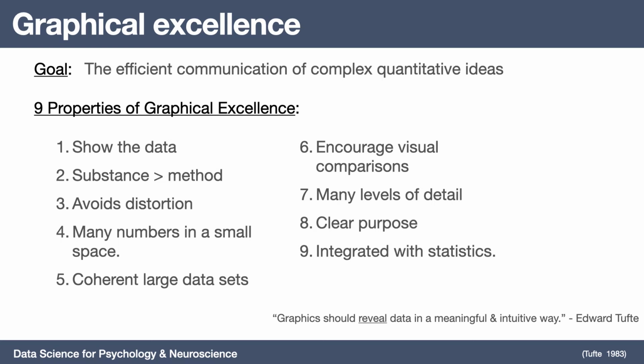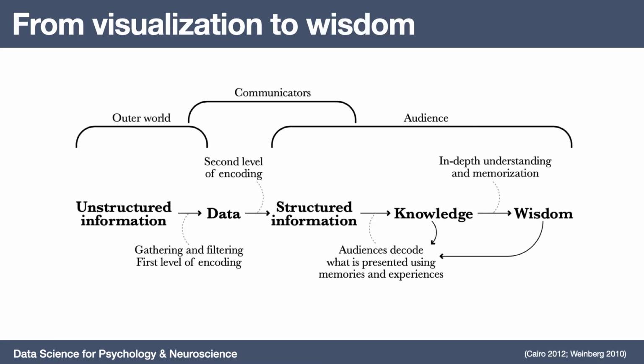So these are Tufte's 9 properties of graphical excellence. And this will serve as an anchor as we dig deeper into the nature of building a good data visualization graphic. But the purpose of these 9 properties is really to facilitate the encoding of complex information. So in the first chapter of the Cairo book, I apologize, I'm not going to be able to pronounce that name correctly.